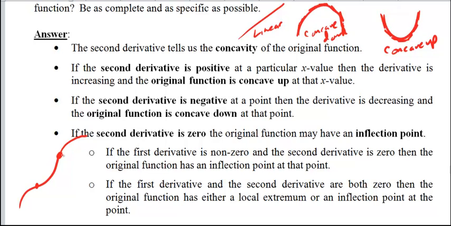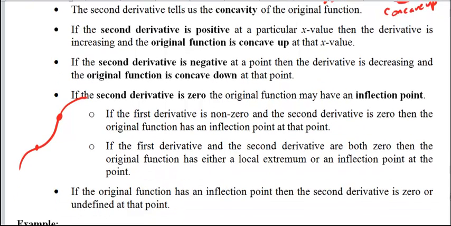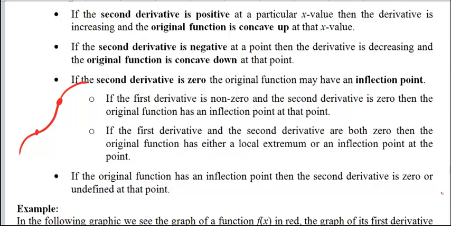If the first and second derivatives are both 0, then it might be an inflection point or it might be a maximum or minimum. We don't know for sure. We have to investigate a little further. So if the original function has an inflection point, then the second derivative is 0 or undefined at that point.